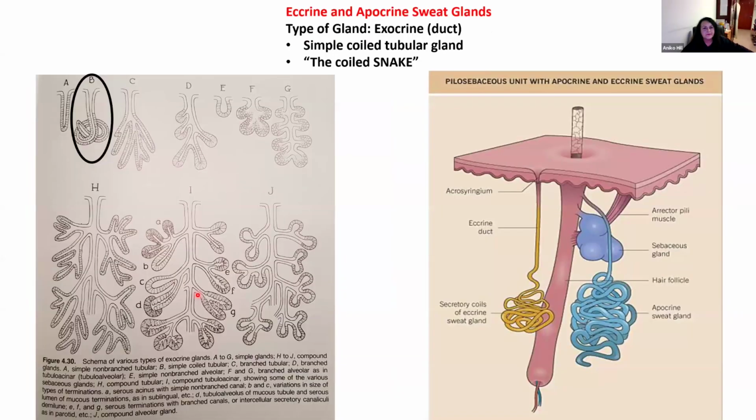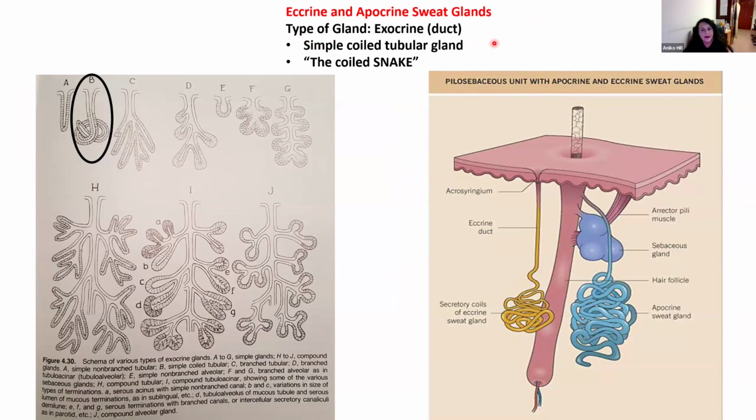Okay, so we are done with the sebaceous gland, and we're going to look right now at the two sweat glands: the eccrine, which is the regular one everywhere, and the apocrine sweat gland, which is the stinky sweat gland in a couple of locations.